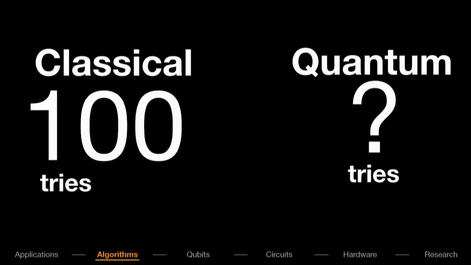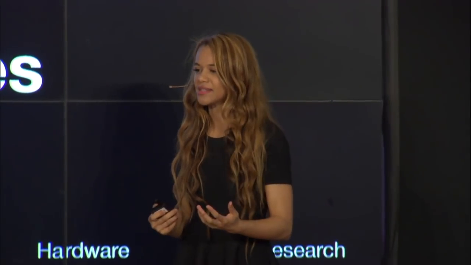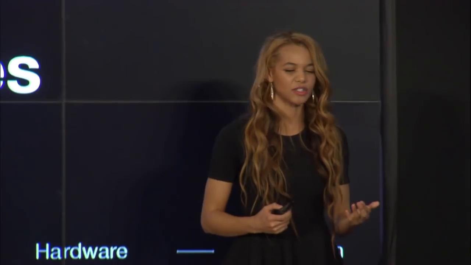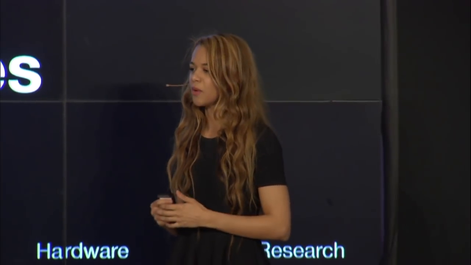But how many do you think it could take on a quantum computer? Anyone? It could take 8 tries. And later in this talk, I will show you how it's able to do that. So to summarize, on a classical computer, the computers we have today, it would take at most n tries with a database of n entries to find a particular entry. But on a quantum computer, you could do it in at most square root of n time.